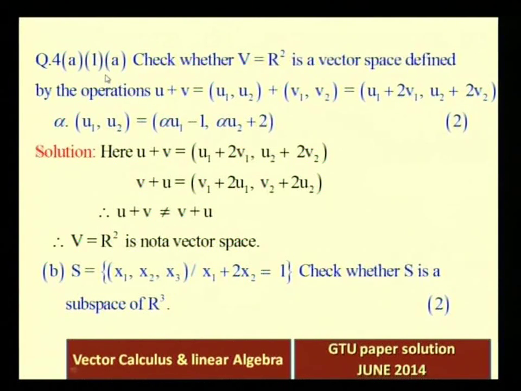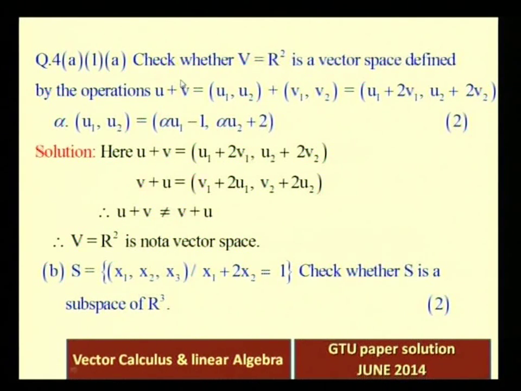Up to question number 3, we have already seen this question paper. So let's start with question number 4a, first part. Check whether V equal to R2 is a vector space defined by the operations U plus V is equal to (U1, U2) plus (V1, V2), that is equal to (U1 plus 2V1, U2 plus 2V2), and the scalar multiplication defined in this manner: alpha into (U1, U2) is equal to (alpha U1 minus 1, alpha U2 plus 2). This question was asked for 2 marks.